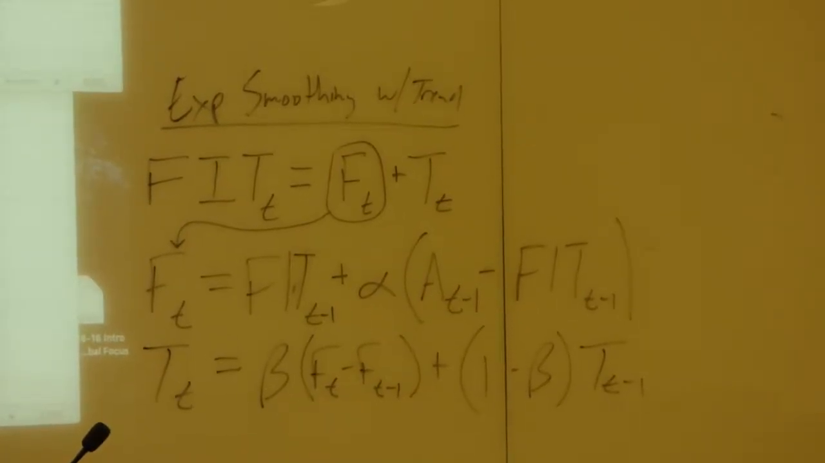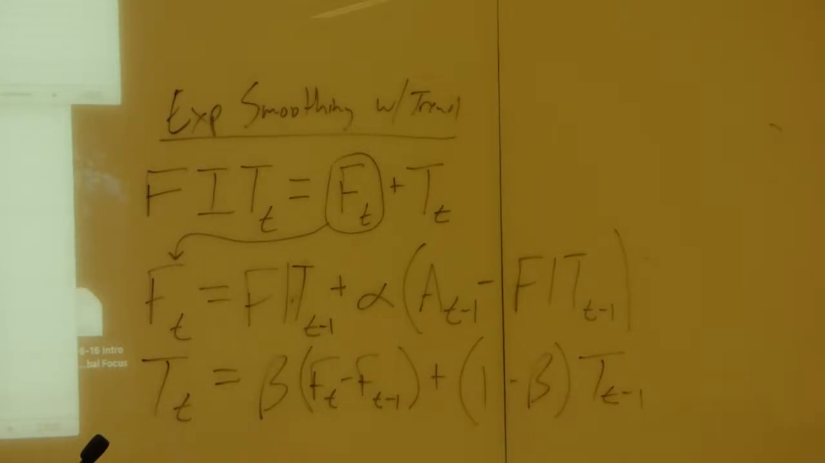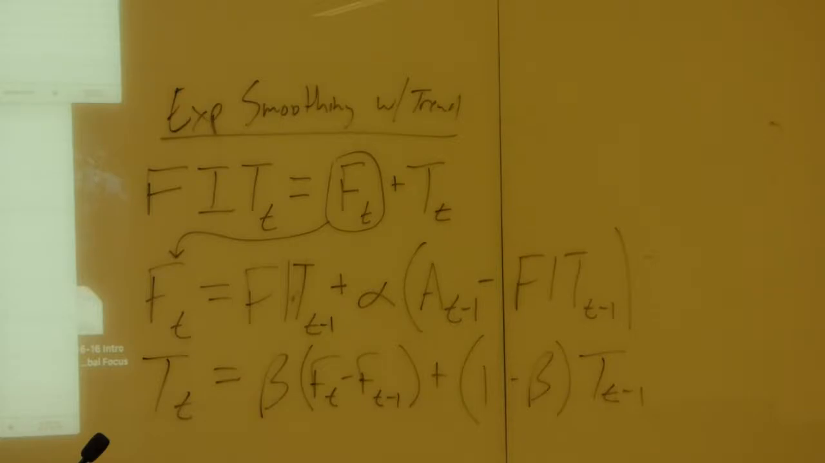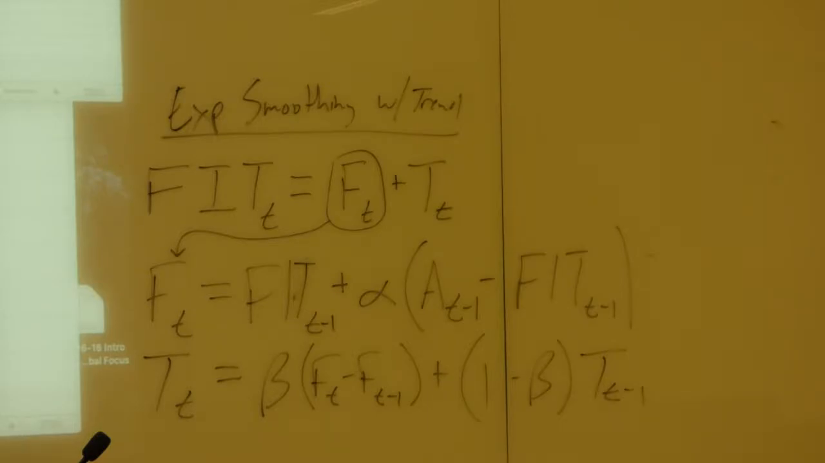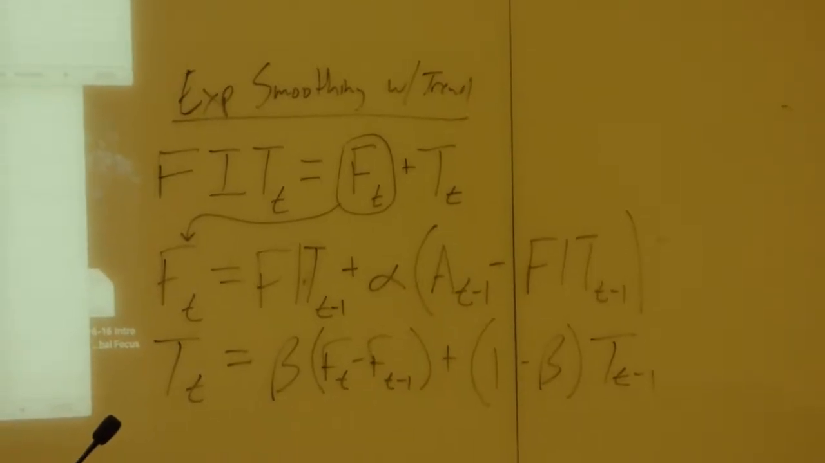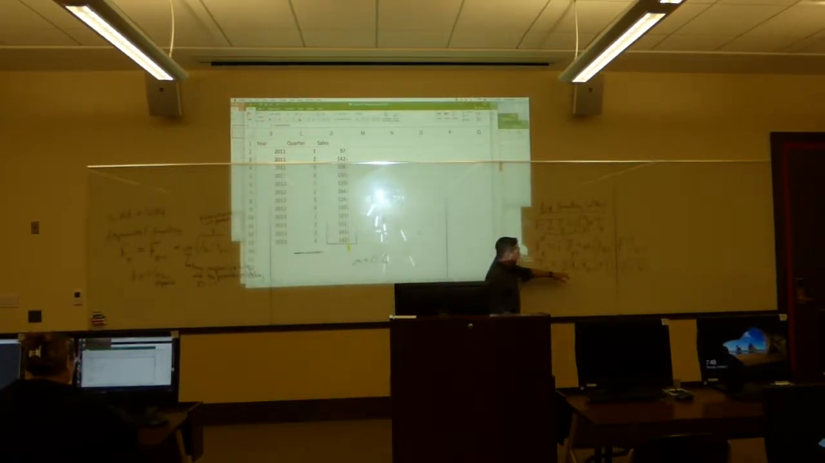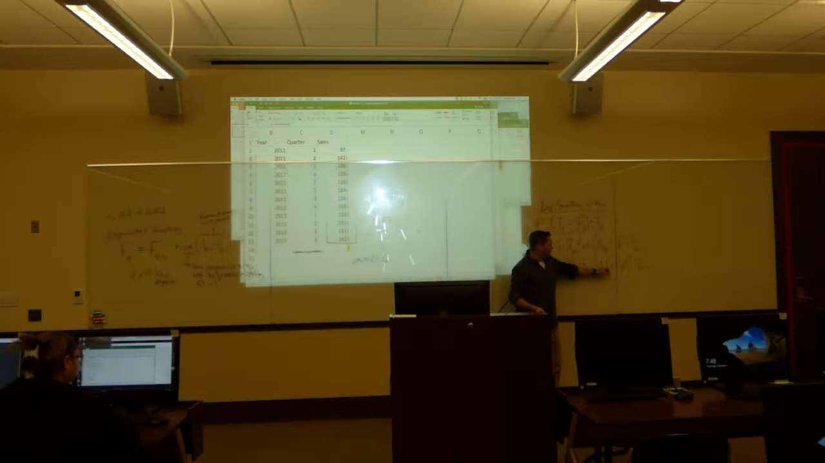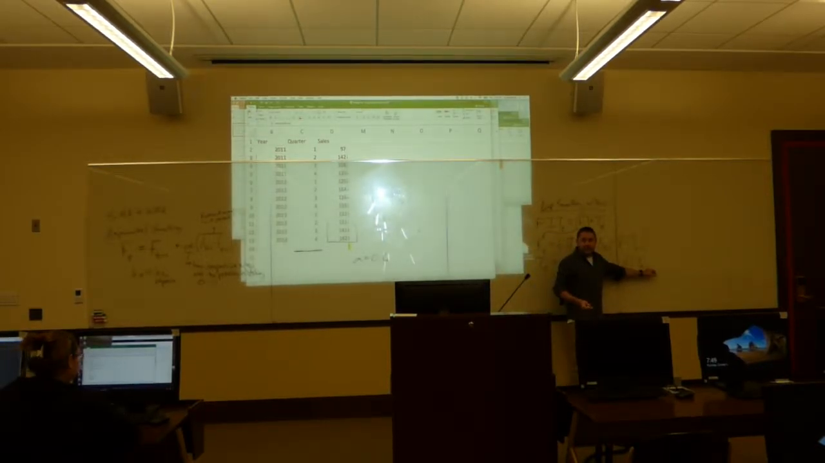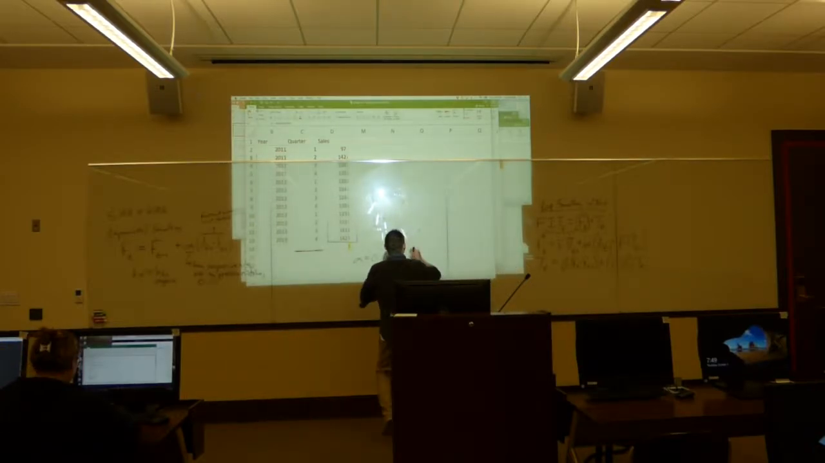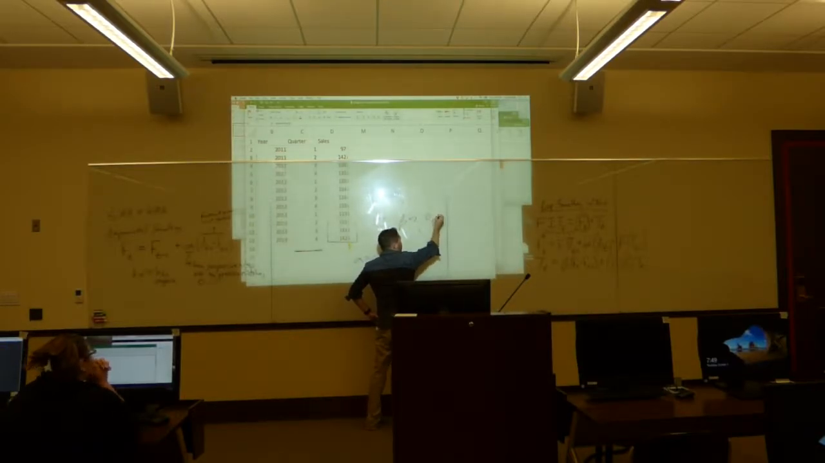We're introducing a new parameter: we have alpha and we have beta. So what is beta representing in this equation? Beta is between 0 and 1. The trend is equal to beta times FT minus FT minus 1, plus 1 minus beta times the previous trend. Wait, is that plus the last trend? Yes, beta times FT minus FT minus 1 in parentheses, plus 1 minus beta times the previous trend. So what this is saying is how we're smoothing our trend. Beta is between 0 and 1, once again.